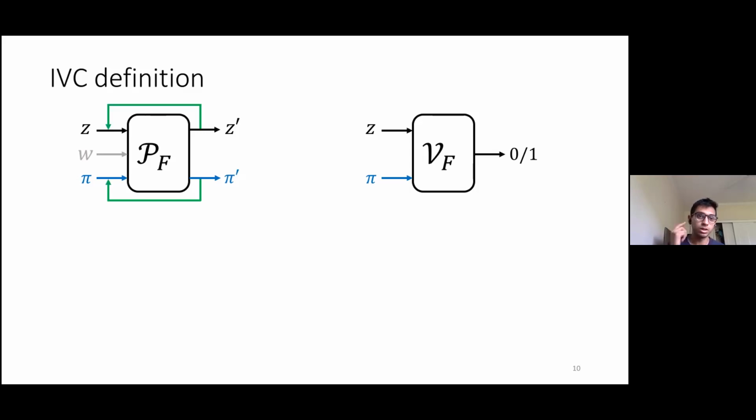So the idea with IVC is that you can continue propagating this computation over time. So you can feed z prime and pi prime again into the prover along with the new w prime, and then produce a new proof pi double prime and so on.